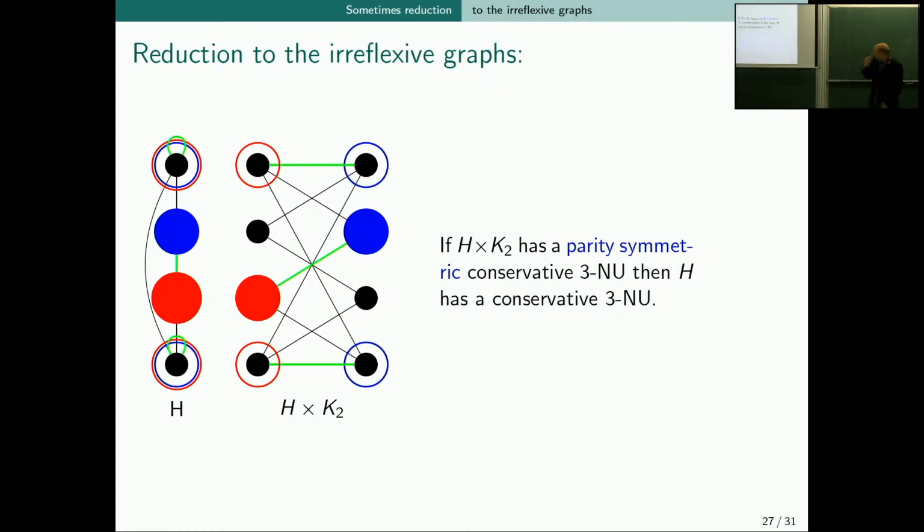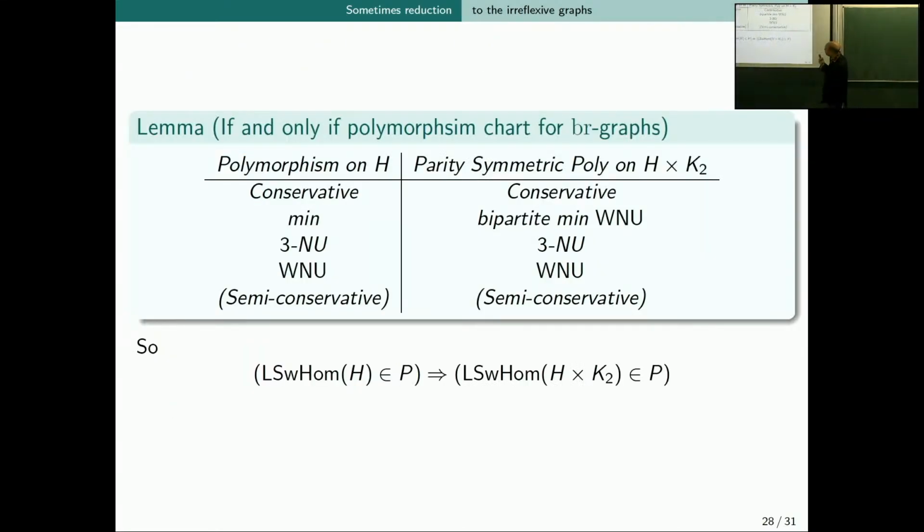Right. So we could prove this Federer-Hell result pretty easily now, and we can generalize it. It certainly works for red-blue graphs. So what we get here is this technical lemma that says, if I have a polymorphism on H, I have a parity symmetric polymorphism on H times K2. This is actually if and only if. And if that polymorphism is conservative, this one is conservative. If it's 3NU, this one's 3NU. If it's WNU, this is WNU. If this is min, well, this is a bipartite min ordering. And if it's semi-conservative, this is semi-conservative.